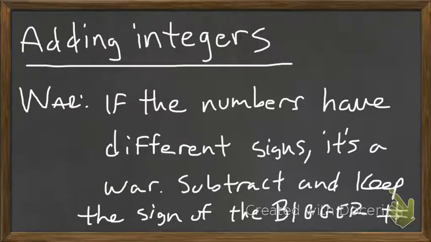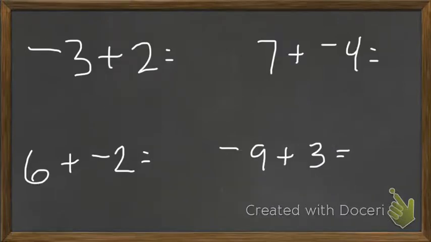Okay, when we're adding numbers with different signs, we consider that them having a war. If the numbers have different signs, it's a war. You subtract the 2 numbers and keep the sign of the bigger number. So here, all 4 of these problems, the numbers do not have the same signs. We have a negative and a positive, or a positive and a negative. So when they're different signs, we subtract. It doesn't matter what numbers they are.